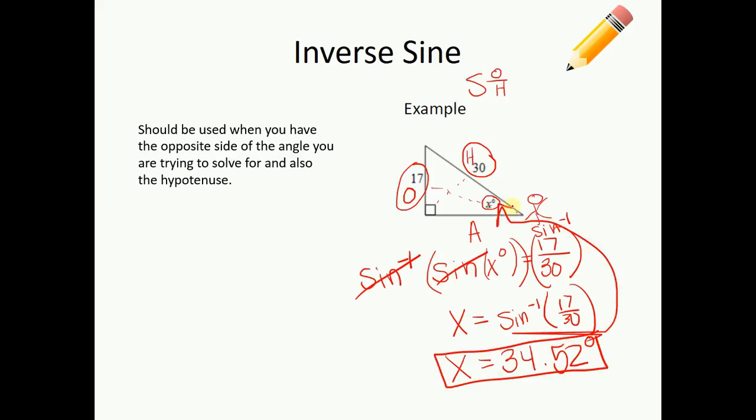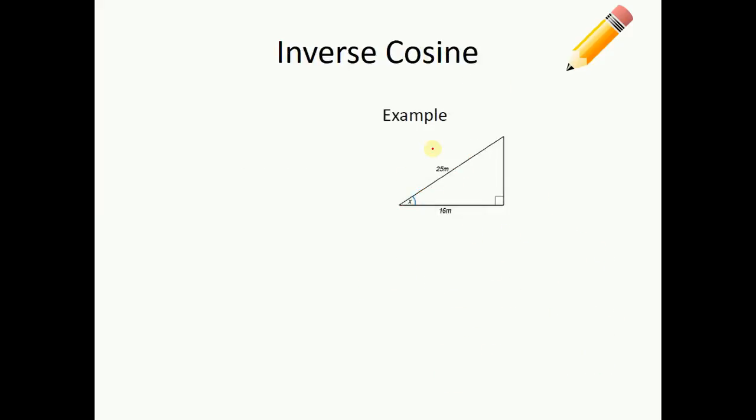So what I can do now is actually find the other angle as well in this triangle, because all angles add up to 180. Let's talk about inverse cosine now.